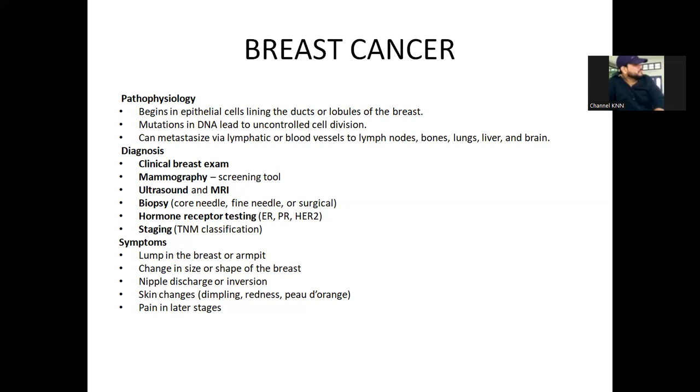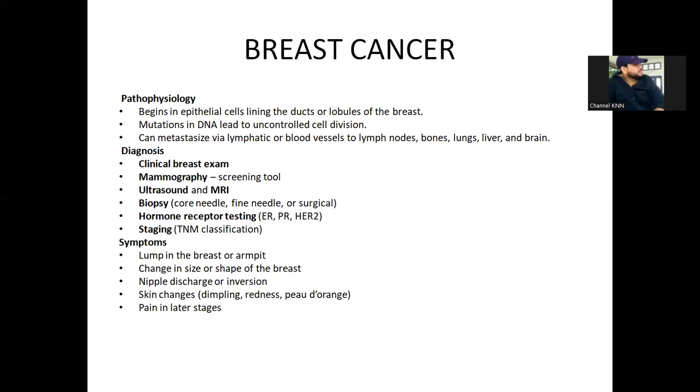Hormonal receptor testing is a lab test performed on breast cancer tissue, which involves ER, that is the estrogen receptor test, and PR, which is the progesterone receptor test. HER2 is a protein which promotes cell growth. HER2-positive cancers have too much of this HER2 protein, which leads to faster growth and spread of cancer cells. And next one, staging.